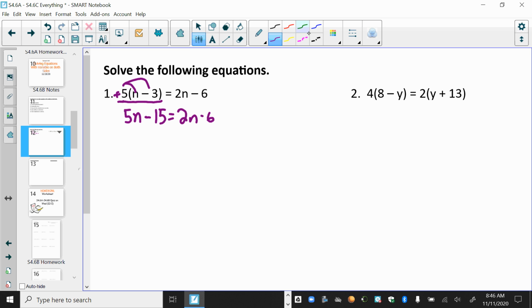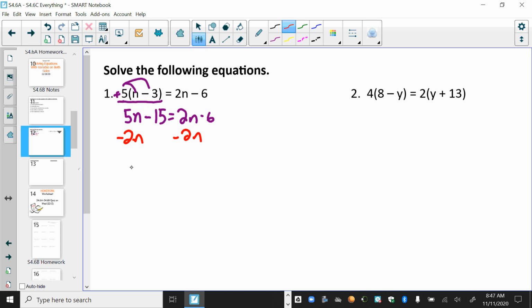Step 2 will be green. Do we have any combined like terms? Left side first, then right side. Left side, we have 5n minus 15, no like terms. Right side, we have 2n minus 6, no like terms. Third, we're going to move our variable. So I want to move my variable from the right to the left, so here's my variable term, 2n, so I'm going to do minus 2n and minus 2n.